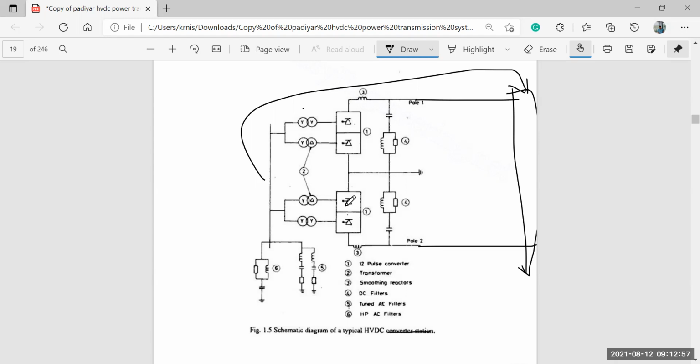If you follow any book, you will get this structure. We'll see if it is there in this book also. This is the book of K. Padiyar, an Indian writer. You will get this book online as well. So that will be your complete schematic diagram.